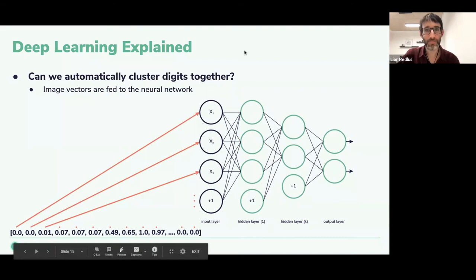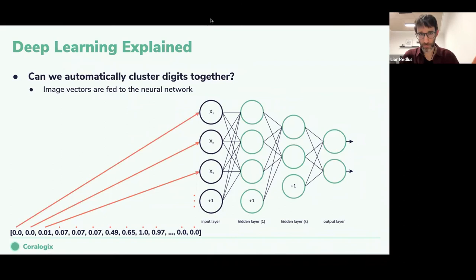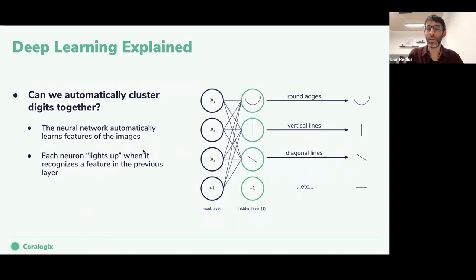So this is the learning process, and it takes a lot of computation, really a lot of computation. Well, on the next slide, we can see what this actually means. The next slide basically shows us what each layer actually learns about the data. It basically learns the features of the images.